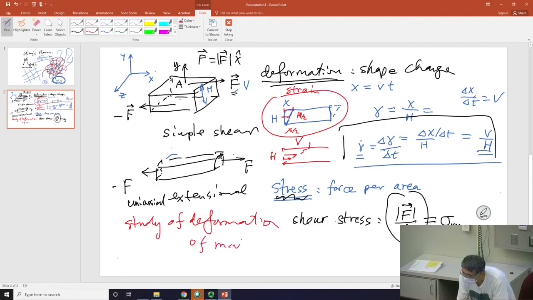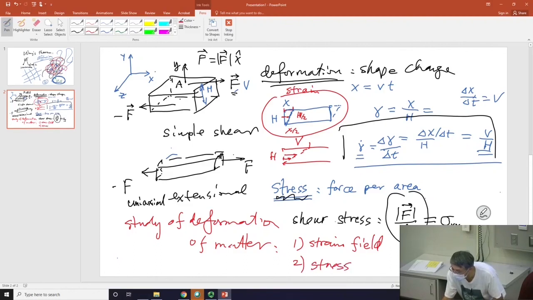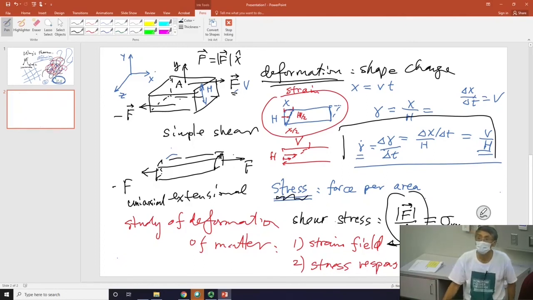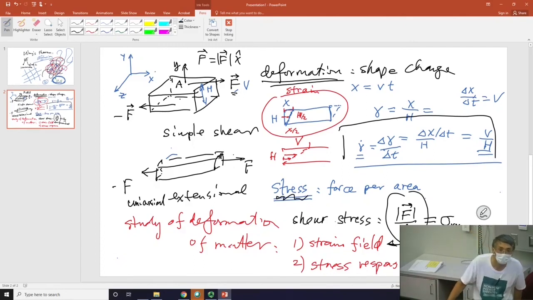And when you do this, there are actually two parts to it. If you want to do this thoroughly, you want to know the deformation field, and then correspondingly how the stress field, the stress response, is. In traditional rheology, this is prescribed, given, assumed to be known a priori. And that's why we have this.